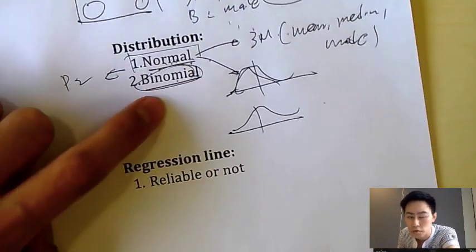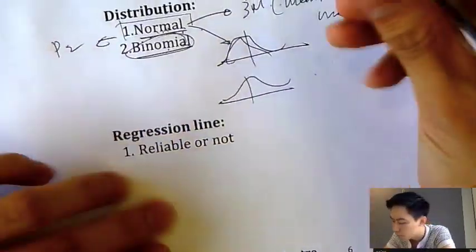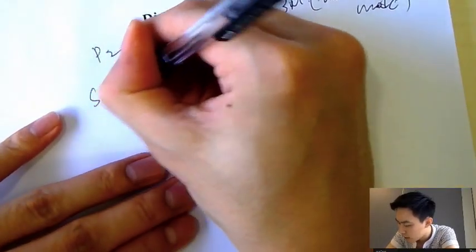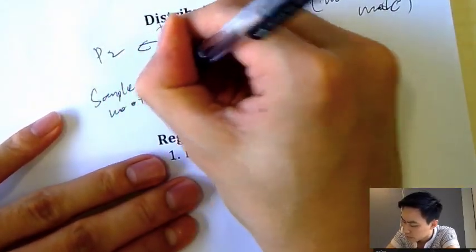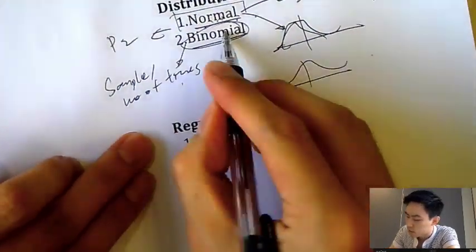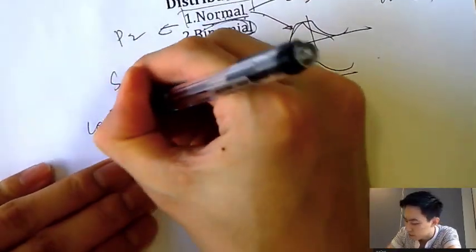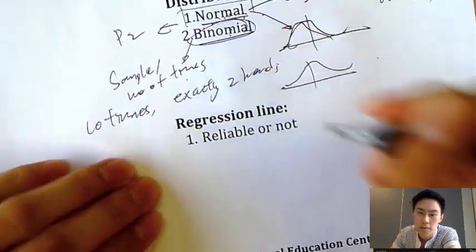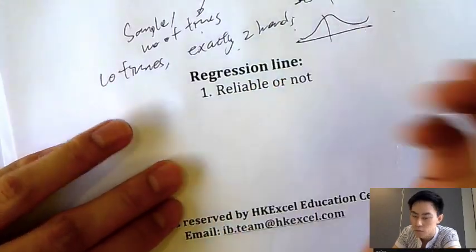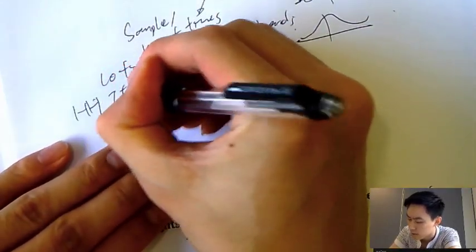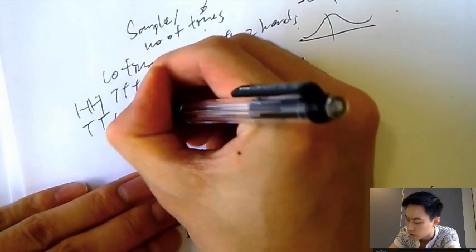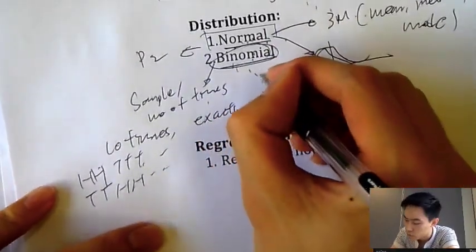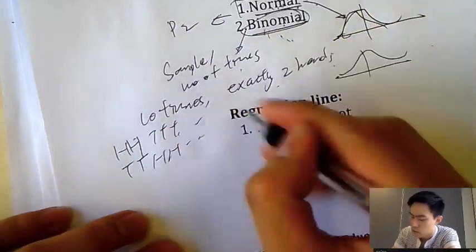And then for binomial distribution, you need to know about the sample size or number of times. So let's say for this question, if I toss a coin 10 times, and you want to get exactly 2 heads, you can think of many combinations. Because exactly 2 heads can be H and then all tails, or it can be tail and then H. So there are too many combinations. That's why we need to use the binomial distribution, to shorten the way.